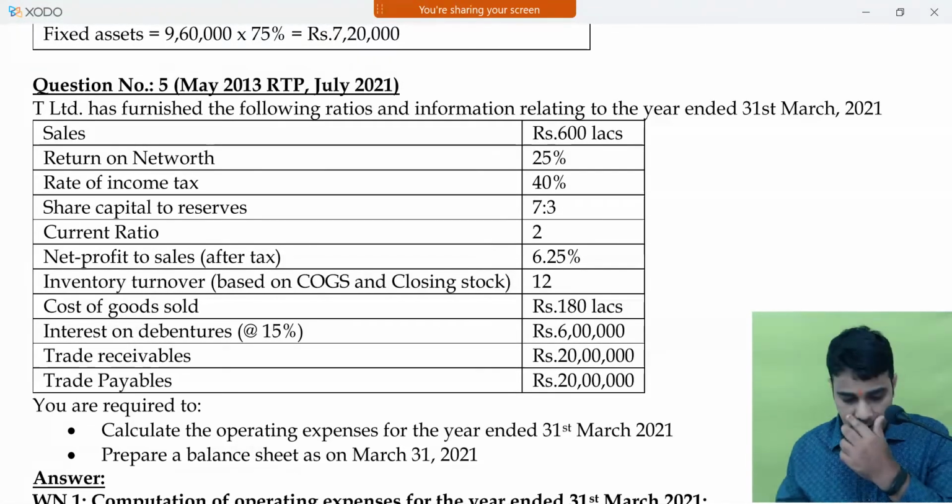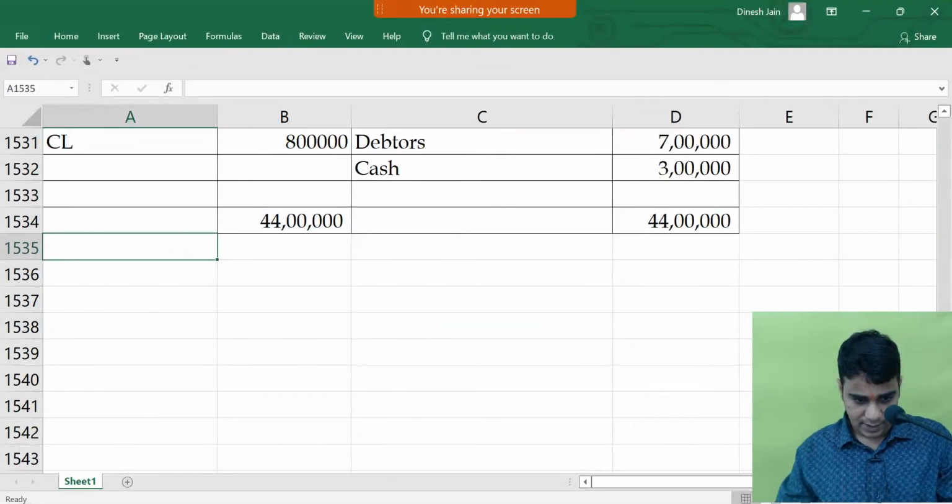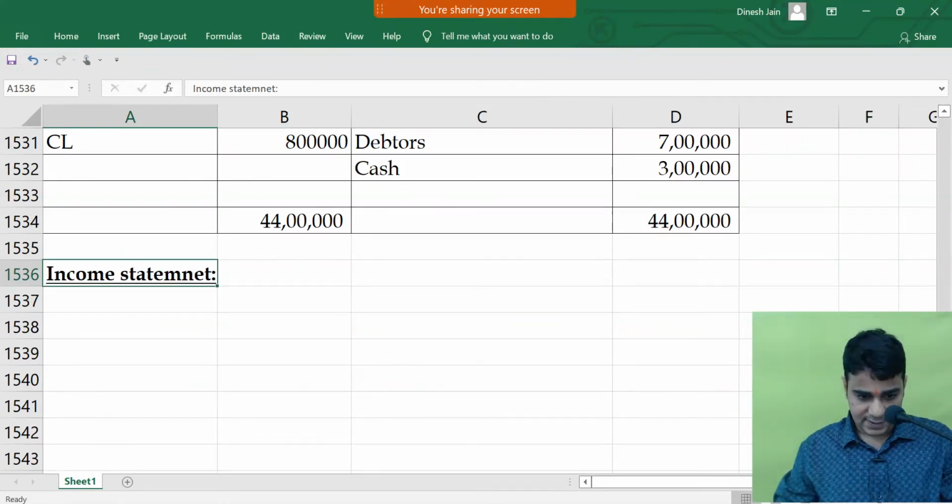Let's first prepare an income statement. I'll do it in the statement form. Particulars and amount.